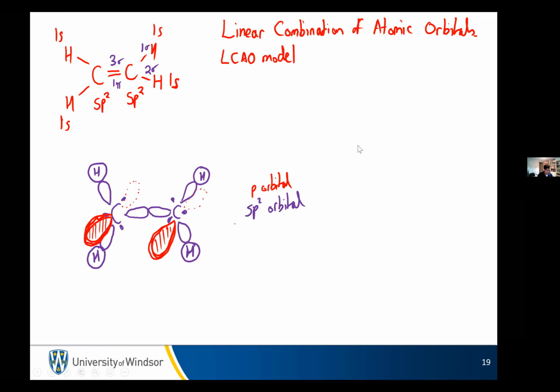So what I've drawn there is a linear combination of atomic orbitals. I'm going to indicate that there is a bond between the two p orbitals. I'm going to say that this is half a pi bond. If I'm now asking you to label all the bonds, this is half a pi. That's a sigma. That's a sigma. That's a sigma. That's a sigma. That's a sigma. And I got the middle sigma.